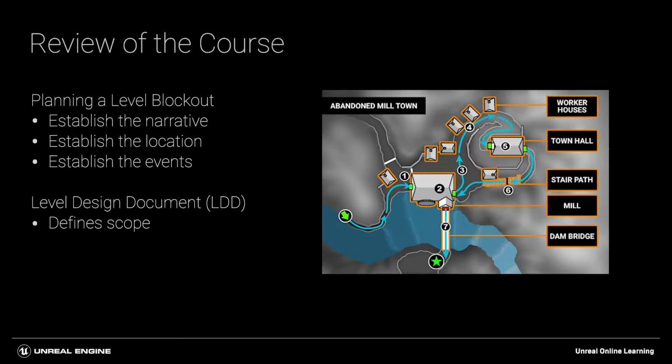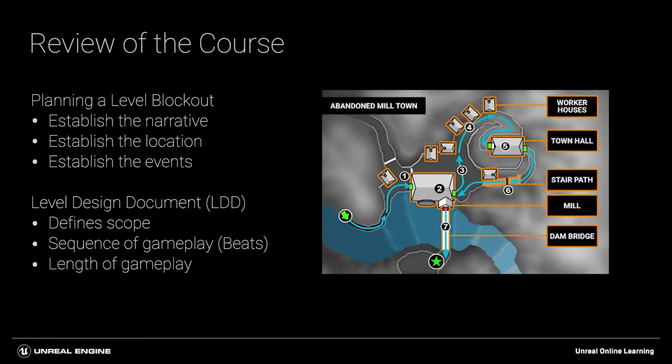In the level design document, it's useful because it defines the scope of what we're building. It defines the sequence of gameplay, sometimes referred to as gameplay beats. It also defines the length of gameplay. Even though this will change during iteration, it gives us a good basis to know the length. It also helps show variety of gameplay, sometimes referred to as rational level design, like reach the location, defeat the enemies, that kind of thing.